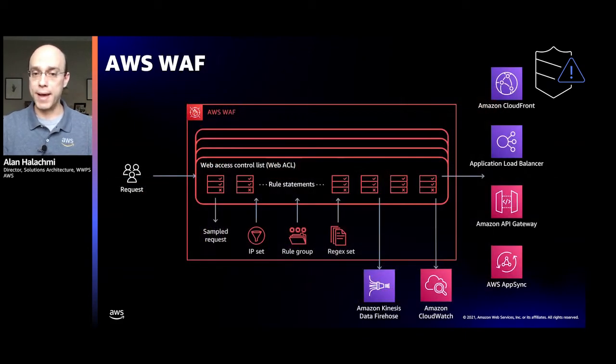AWS WAF is a web application firewall that lets you monitor and protect HTTP and HTTPS traffic to select AWS services. WAF allows you to control traffic with allow lists, block lists, or just to count it. WAF provides fine-grained control to inspect a variety of elements of inbound requests. You can create your own rules, leverage AWS managed rules, or use third-party managed rules available on AWS Marketplace. WAF is included at no additional charge for protected resources as part of Shield Advanced.